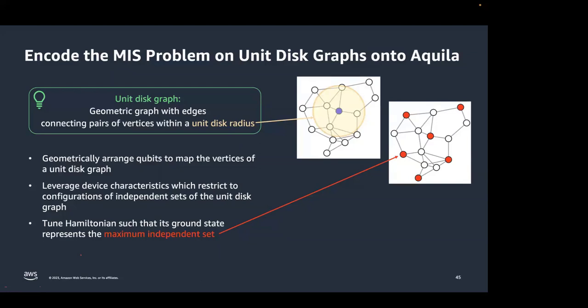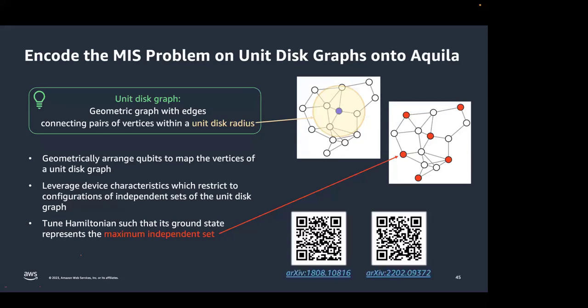And maximum independent set, as its name suggests, you just try to find the maximum size of this independent set, and that is the maximum independent set. It turns out this problem is exponentially hard when the size of the graph increases. The computation resources required in traditional computing grow exponentially. So you can look at these two resources to read more about it.